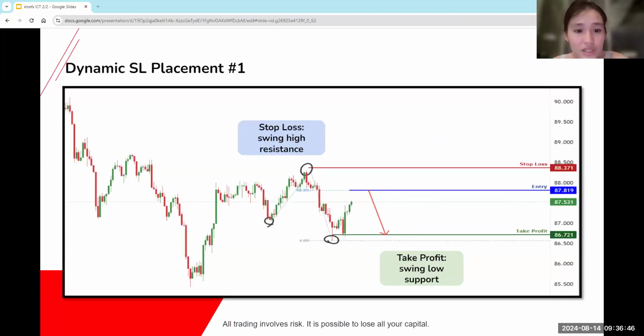Okay, so here's our first example. This demonstrates your dynamic stop loss. Price here has bounced nicely off of that support level at 86.721, and we're expecting it to reverse off the entry at 87.8, in line with the 100% Fibonacci projection level.